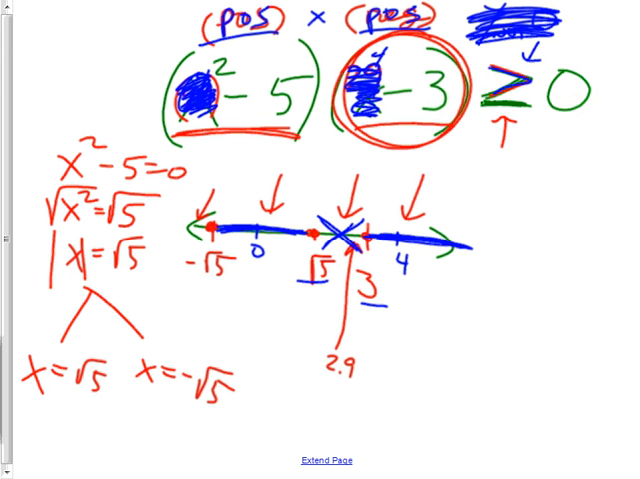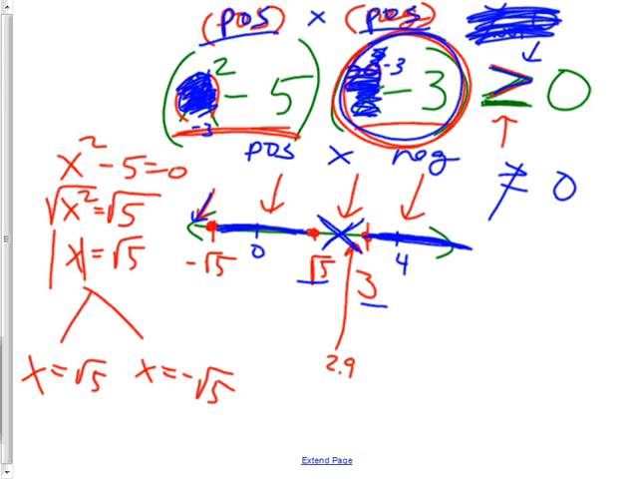So let me try like negative 3 for out here. If I put in a negative 3 and a negative 3, this will be negative. And this one will be negative 3 squared, which is 9. 9 minus 5 is positive. A positive times a negative makes a negative, which is not bigger than or equal to 0, so it does not work. So final answer from negative root 5 to positive root 5, union with that spot, 4 to infinity.